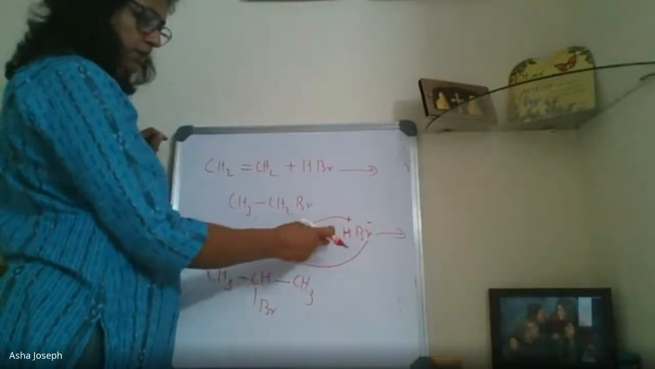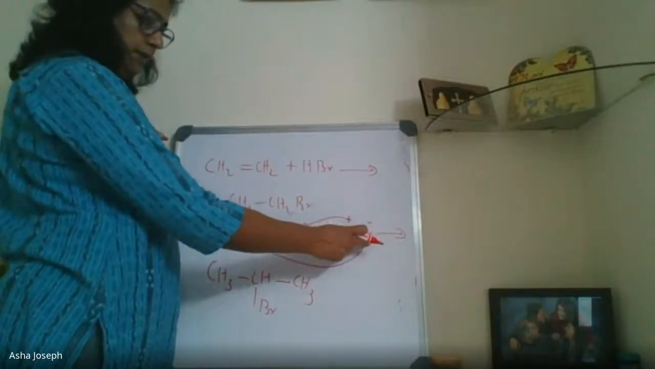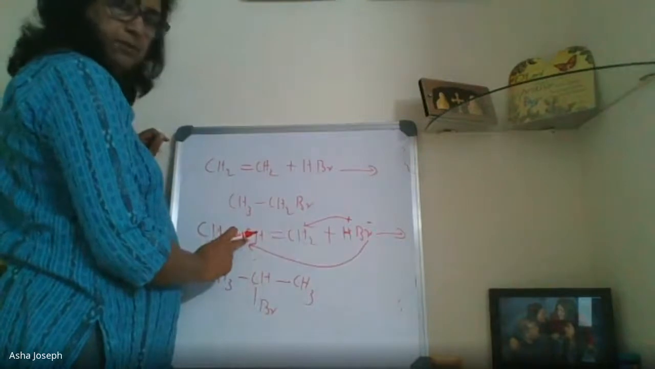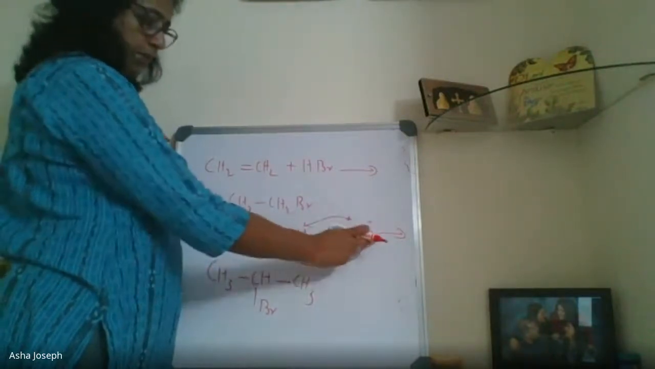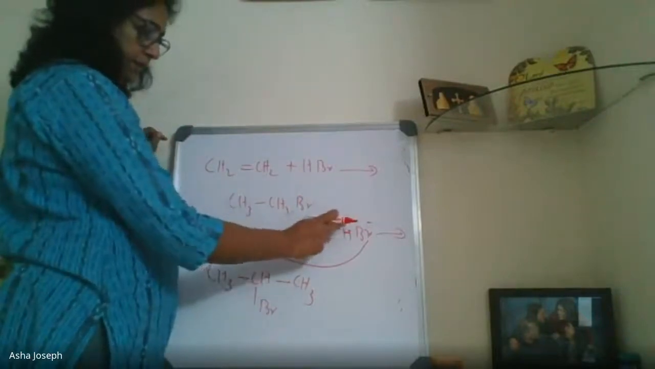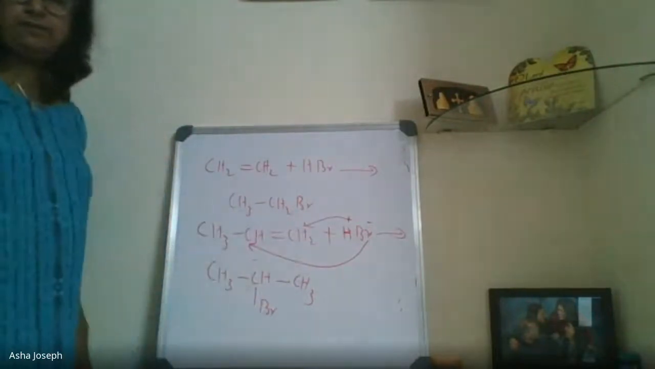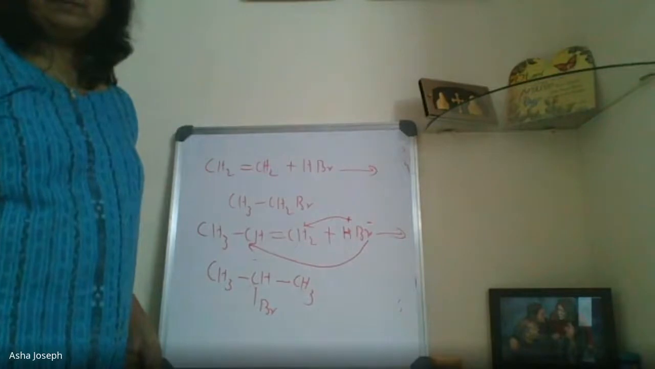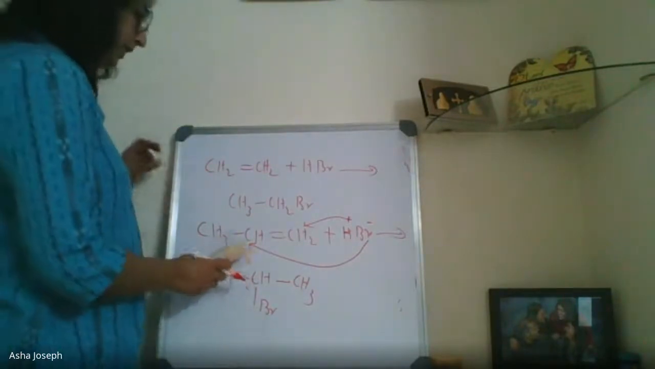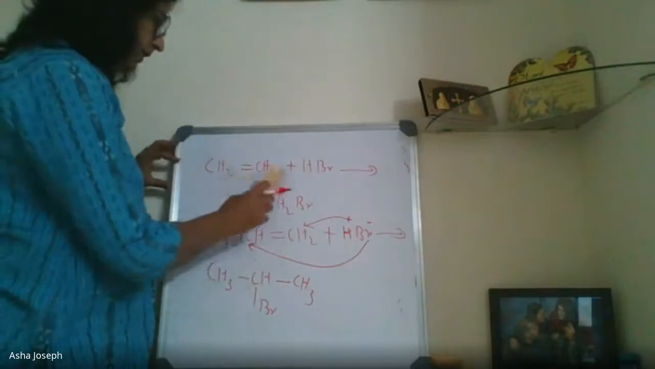So Markovnikov's rule: you know that the negative part of the addendum will go to the carbon containing the lesser number of hydrogens. So the negative part, Br, is coming here, and the positive part, hydrogen, is coming here. Now clear? Okay. We will do the same compound, see this.